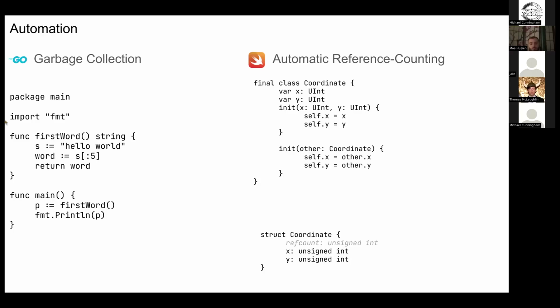So in this example, we have this function first word. We allocate a string here. Believe it or not, this is on the heap in Go, not the stack.